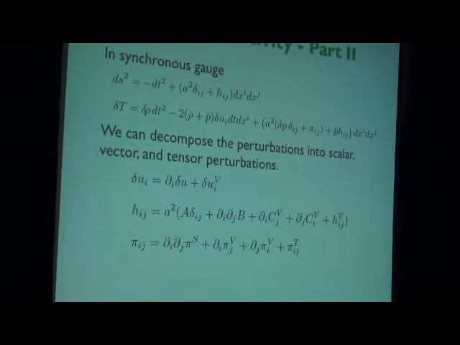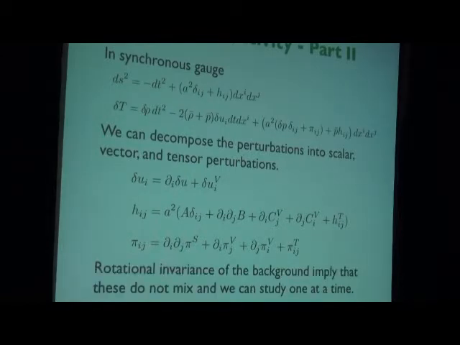Now, you might ask why this is convenient, because for now it seems like we've introduced a bunch more ingredients and we've blown up all the equations. The advantage of this is that rotational invariance of the background implies that all these equations don't mix. So you can look at one at a time, which is a simplification.